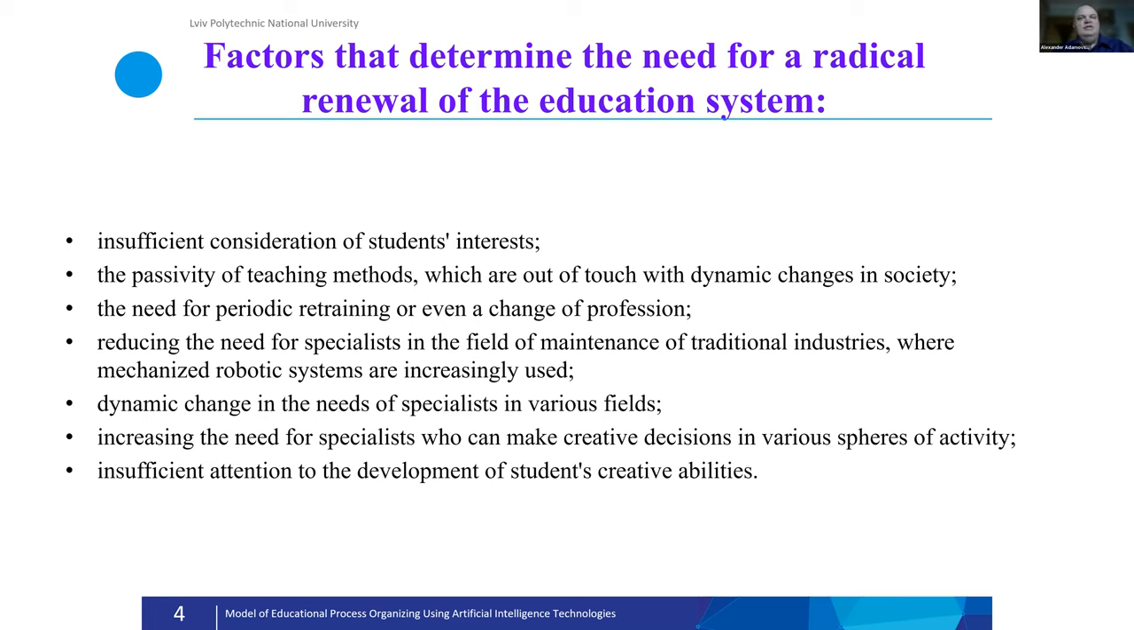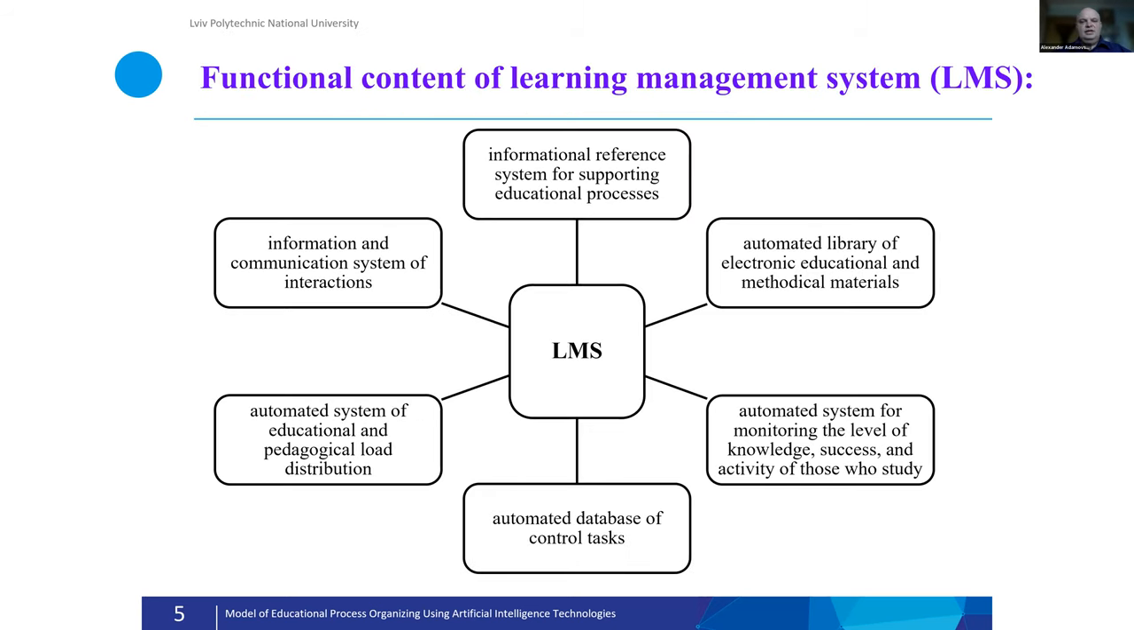The factors that determine the need for radical renewal of the educational system are the insufficient consideration of students' interest; the passivity of teaching methods, which we see especially now in distance learning mode, which are out of touch with dynamic changes in society; the need for periodic retraining or even a change of profession; the reduced need for specialists in the maintenance of traditional industries, as mechanized robotic systems are increasingly used; the dynamic change in the needs of specialists in various fields; the increasing need for specialists who can make creative decisions in various spheres of activity; and insufficient attention to the development of students' creative abilities.